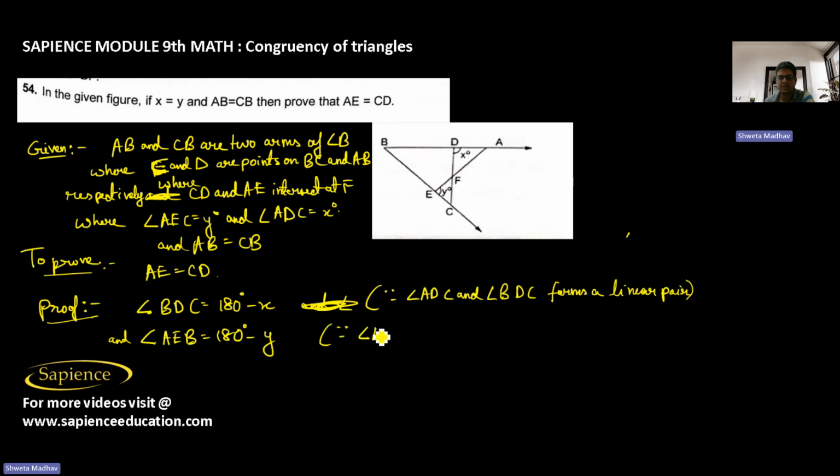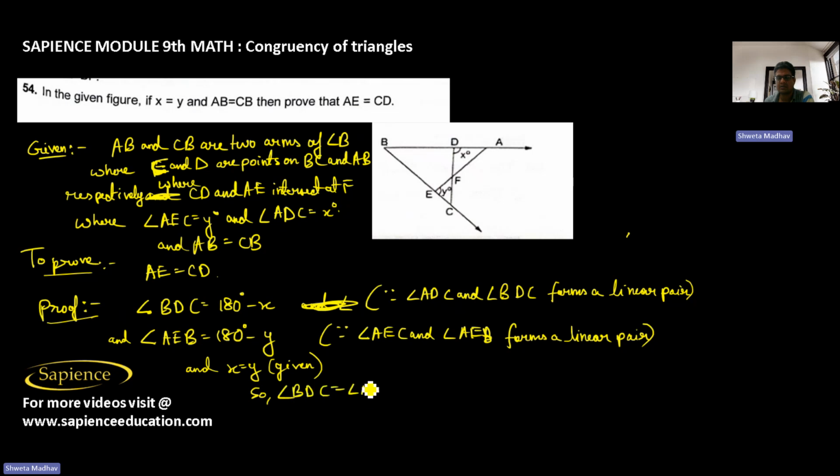Since angle AEC and angle AEB form a linear pair, and also it is told that x equals y, it is given. So we can also say that angle BDC is equal to angle AEB, which will obviously be, since both are equal to 180 degree minus x degree.